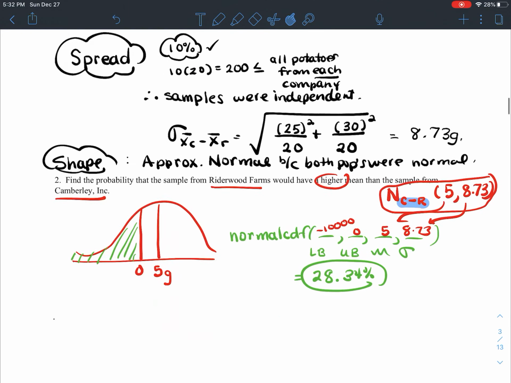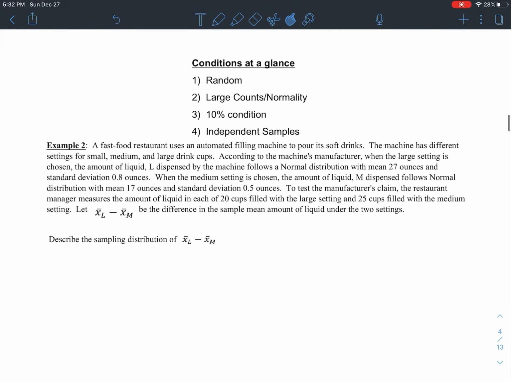Okay, we're going to try one more problem similar to that, and we'll move on to one other thing in this video. Again, we are asked to describe the sampling distribution for the difference between two sample means. Let's look at the context for this particular problem. It says a fast food restaurant uses an automated filling machine to pour its soft drinks. The machine has different settings for small, medium, and large drinks.